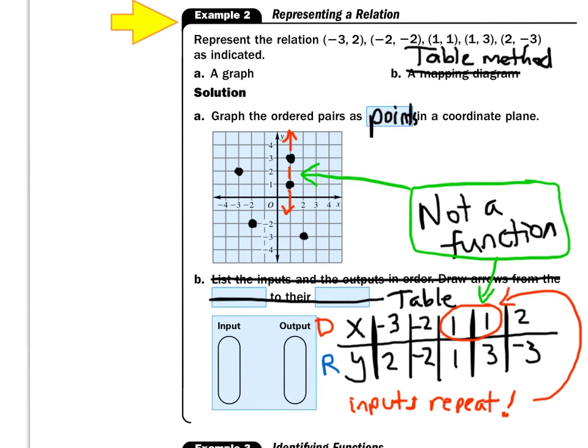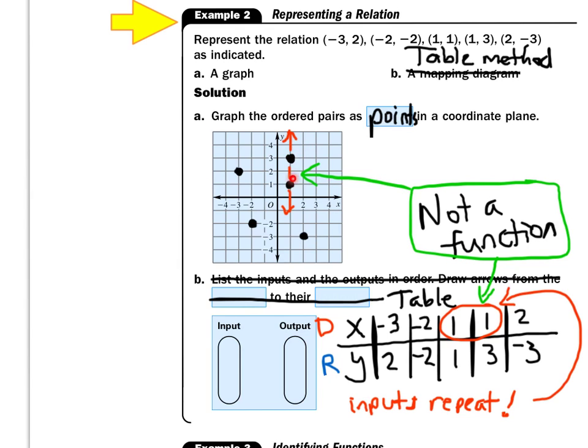Then negative 2, negative 2, start at the origin, go to the left 2, and then go down 2 and put a point. And then 1, 1, start at the origin, go to the right 1 and up 1 and put a point. 1, 3. Start at the origin, go to the right 1, and then up 3 and put a point. And then 2, -3. Start at the origin, go to the right 2, and then down 3 and put a point. Now, once you do this and you see these points, I want you to notice something.